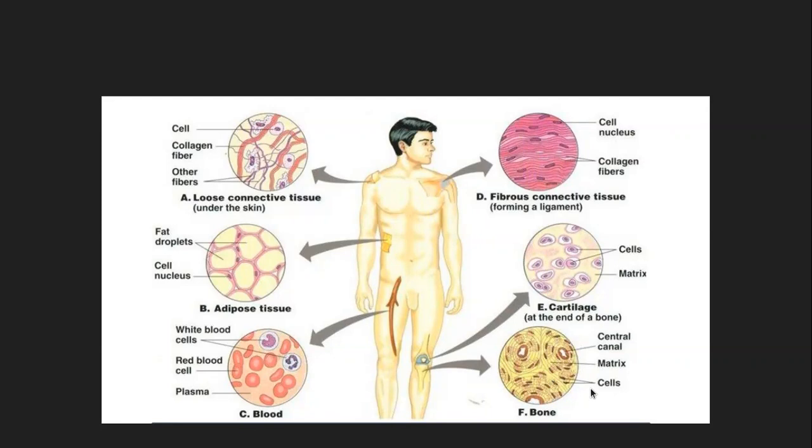Then the bone itself has different porosities, with the cells suspended in a matrix of phosphorus and calcium, and that is what makes them hard. So these are the various examples of connective tissues.